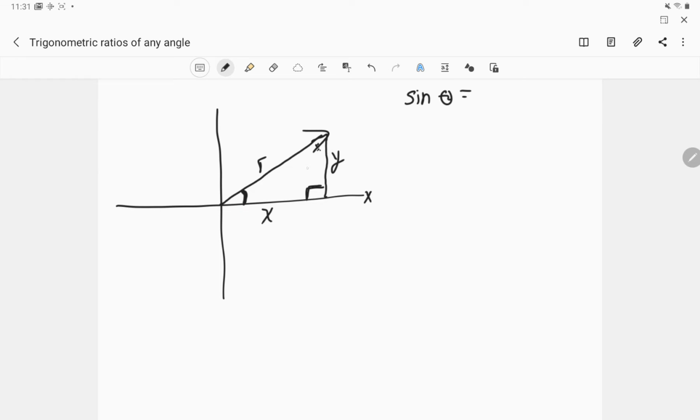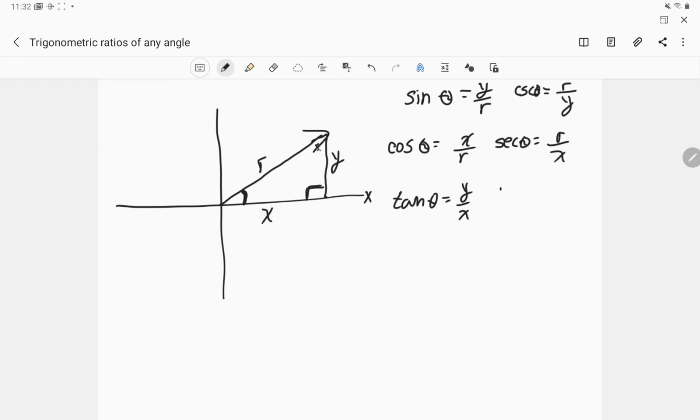So sine is opposite over hypotenuse, so that would be y over r. The reciprocal, cosecant, would be r over y. Technically I should put cosecant theta, I'm just lazy and I end up dropping it. Cos theta is adjacent over hypotenuse, so that would be x over r. Secant theta would be the reciprocal, r over x. Tangent is opposite over adjacent, so y over x, and cotangent is x over y.